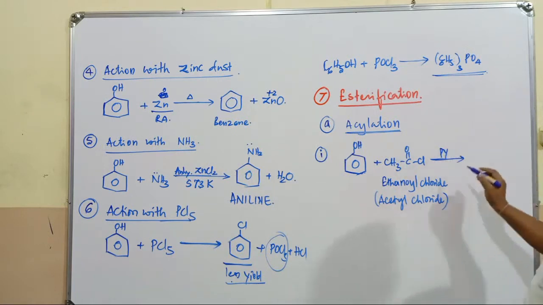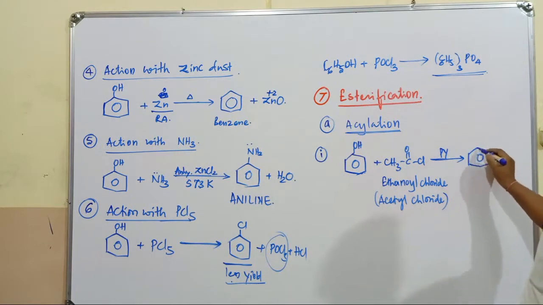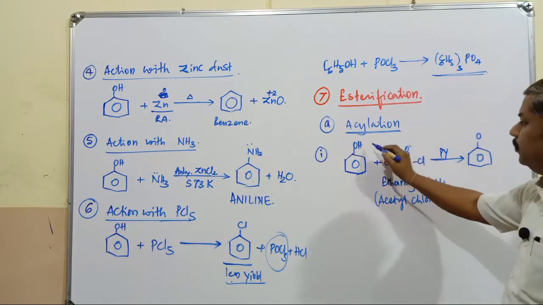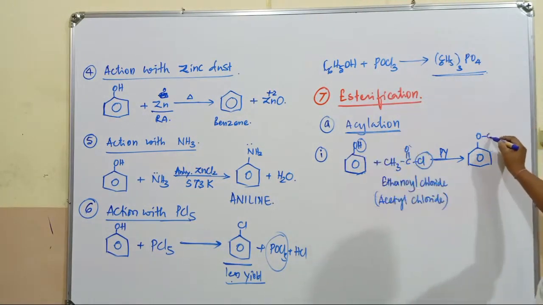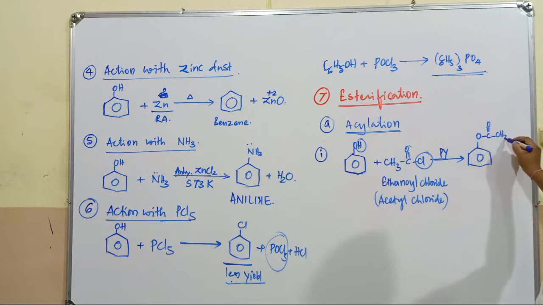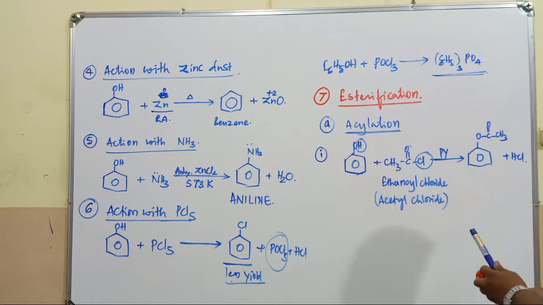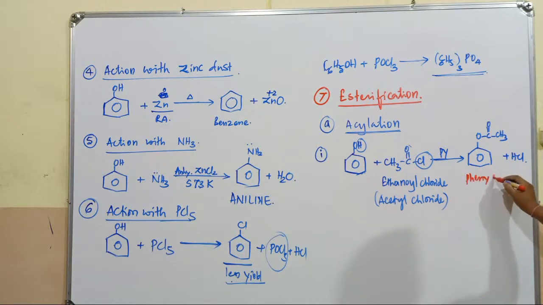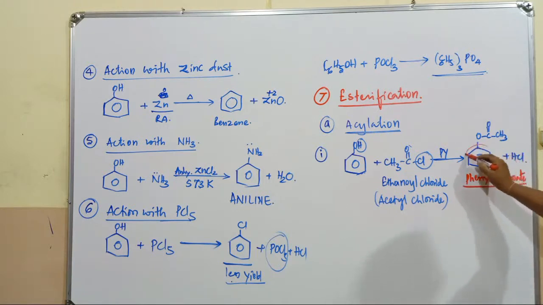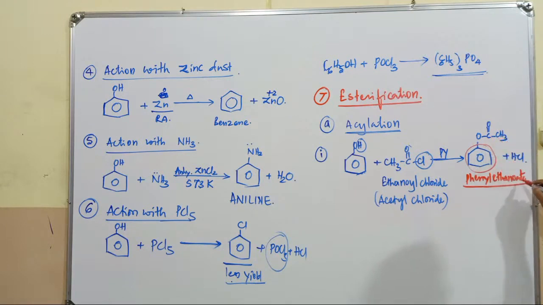Pyridine is a base. What is the compound obtained here? This is O, and the hydrogen combines here. Then the COCH3 attacks, C double bond O, CH3, plus HCl. What is the name of this compound? It is known as phenyl ethanoate. Why is it called phenyl ethanoate? This is the phenyl group, right? Two carbon atoms are there, so it is called ethanoate.